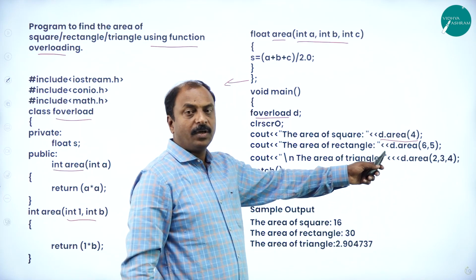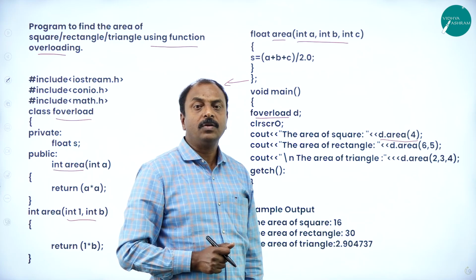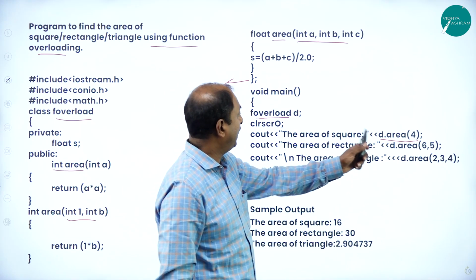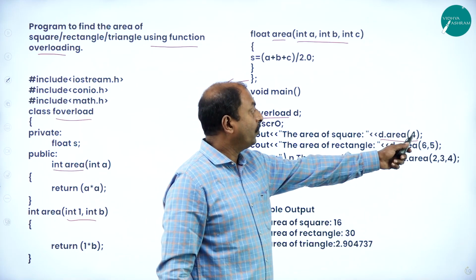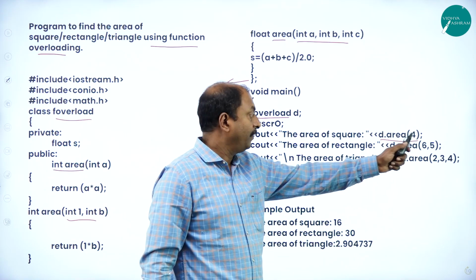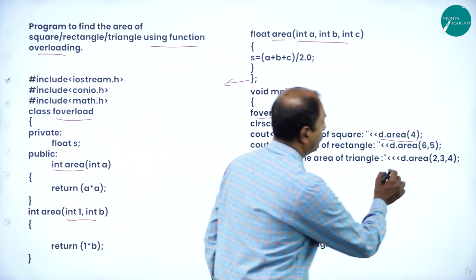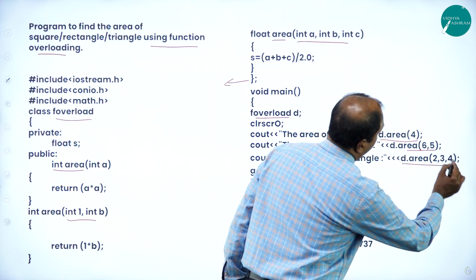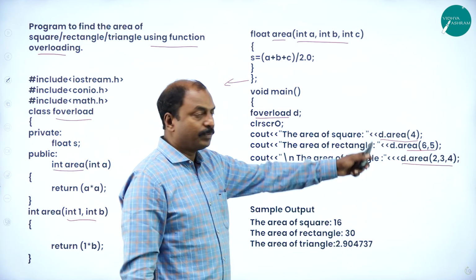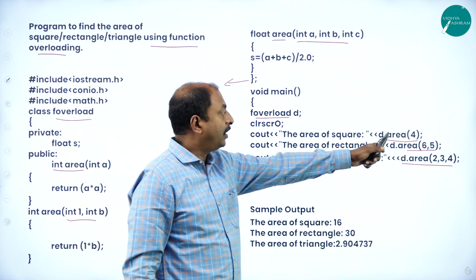Please observe this. What we have seen in the previous example, how to invoke or call an overloaded function. Here D is the name of the object, dot area is the name of the function, 4, so with only one argument. Now second one is area of rectangle, D dot area. There are 2 arguments here. And here D dot area, 3 arguments.